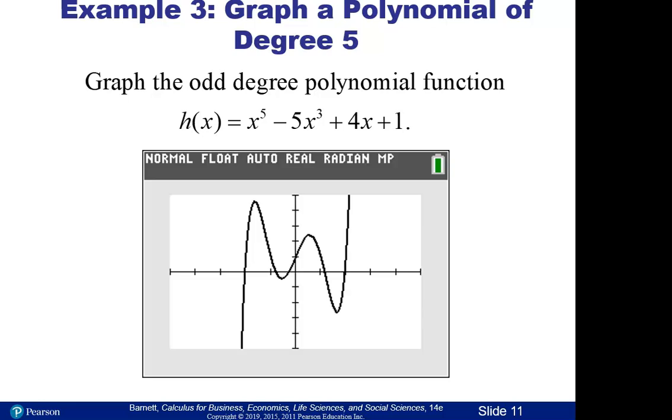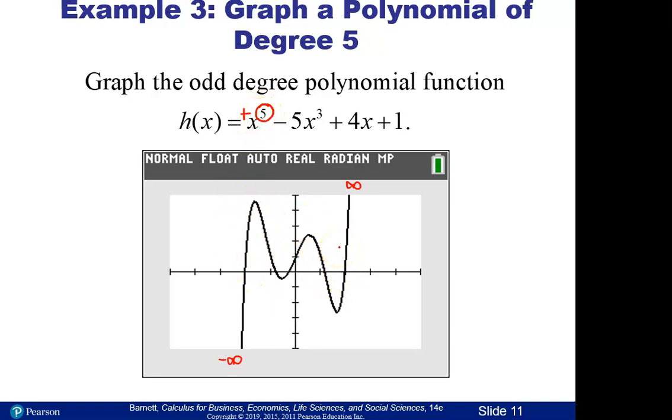Okay, this one, if we look at this, we've got a fifth degree polynomial, so another odd degree polynomial with a positive leading coefficient. So it's coming from negative infinity and it's going to positive infinity. It crosses the x-axis at least one time, and it has an odd degree, so we would expect that.